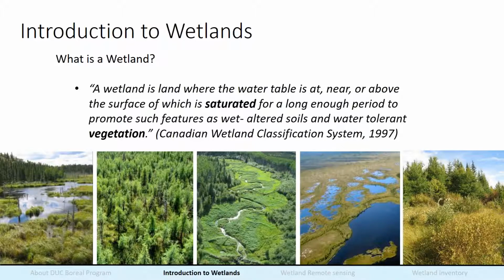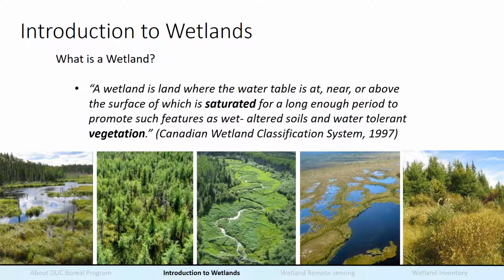So now let's talk about what exactly is a wetland. According to the Canadian Wetland Classification System, a wetland is where the water table is at, near, or above the surface, saturated for a long enough period to promote such features as wet altered soils and water-tolerant vegetation. Now I've bolded two really important words here, which are saturated and vegetation. So hydrology and wetland vegetation are very key characteristics to determine wetland type.